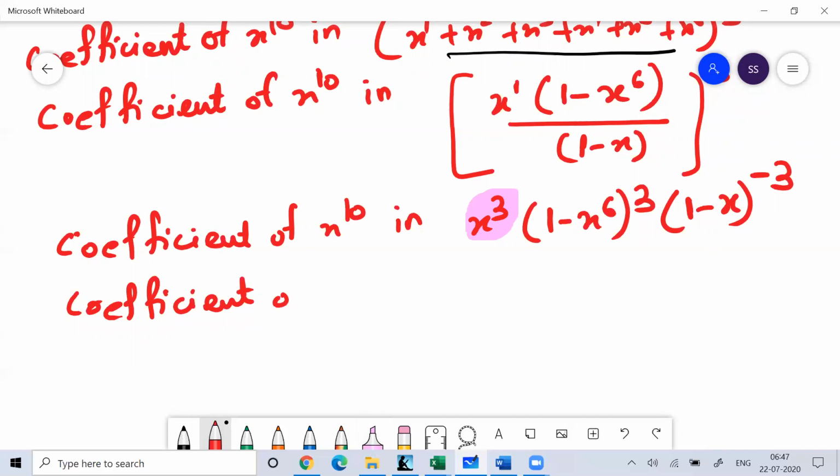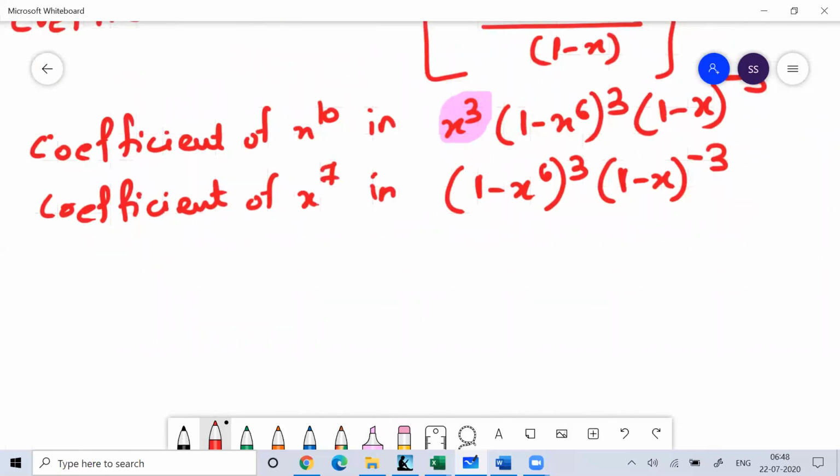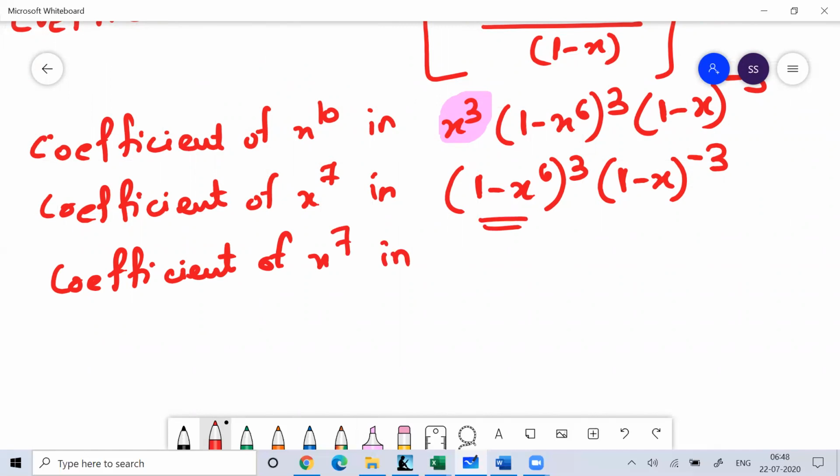So in other words, I need to search now for the coefficient of x to the power 7 in (1 minus x to the power 6) to the power 3 into (1 minus x) to the power minus 3. Okay, then going further, I need to search for the coefficient of x to the power 7 in this, so I can solve this and find the value.